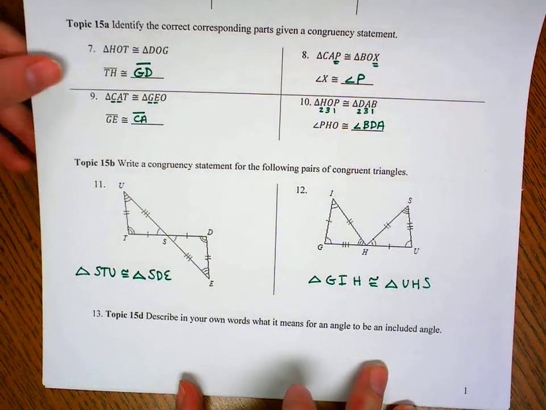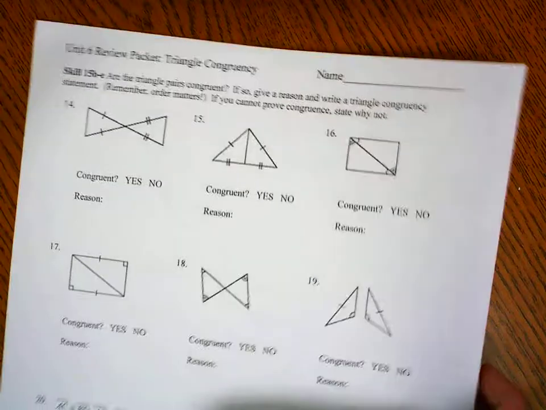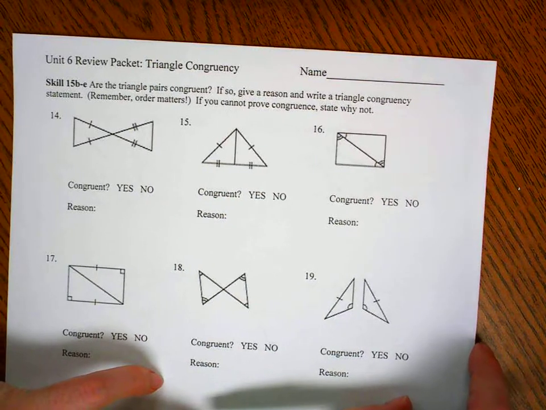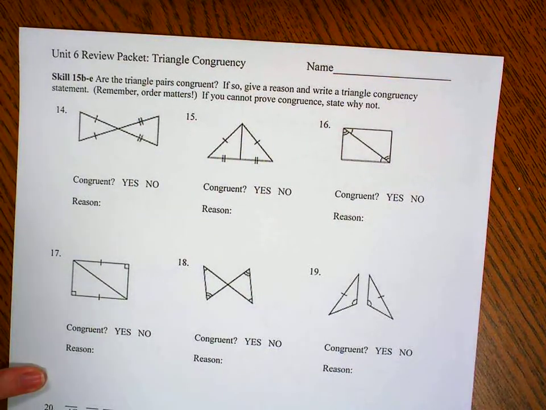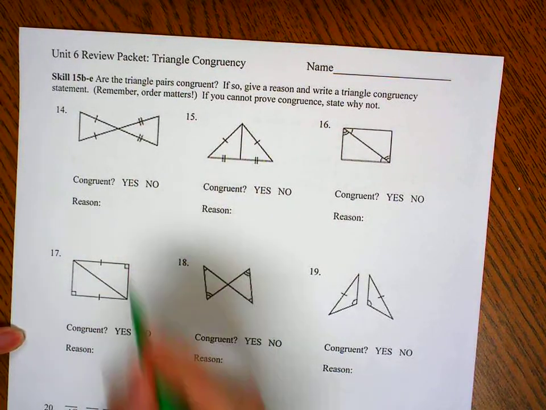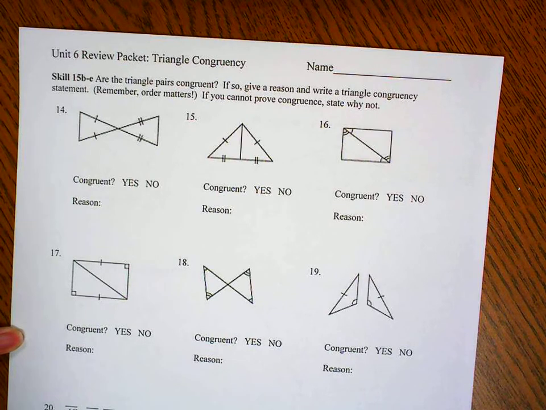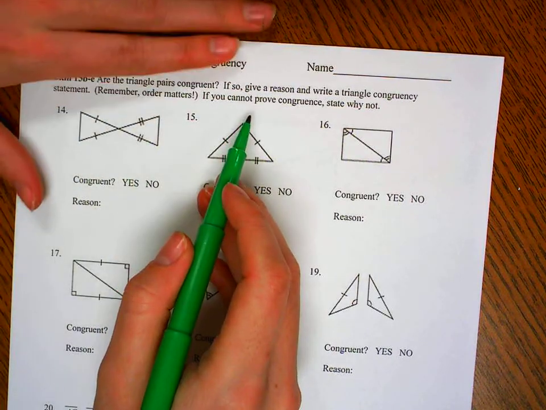Okay, so I'm going to go to page 2. It says, are the triangle pairs congruent? If so, give a reason and write a triangle congruency statement. We'll do that for the ones at the very bottom. Remember, order matters. If you cannot prove congruent, state why not.